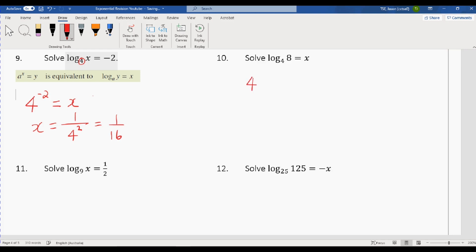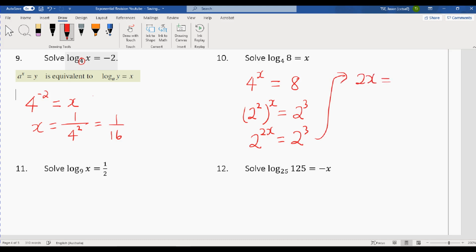Okay, the same technique can be used for question 10. Again, 4 to the power x equals 8, right? But this time, the unknown is on the power, so you need to find x. Do we have any common base for 4 and 8? You could use common base 2: 2 squared equals 4, 2 to the power 3 equals 8. So then you could see 2x equals 3, x equals 3 over 2.